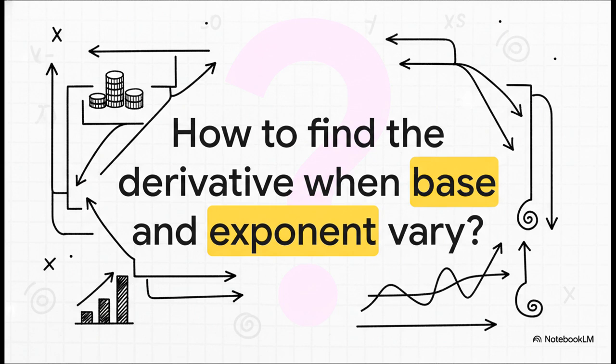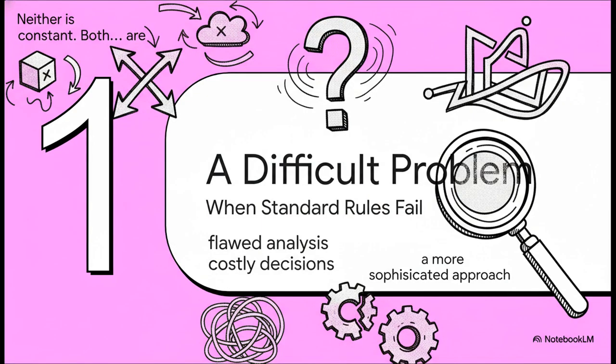So the big question we have to answer is, at any given moment, what is the instantaneous rate of growth of this investment? That's the derivative, right? But how in the world do we find it? Our standard tools, they just fall short here. Let's think about why that is. And this is really the heart of the issue we're facing.